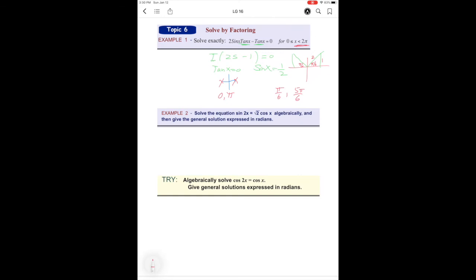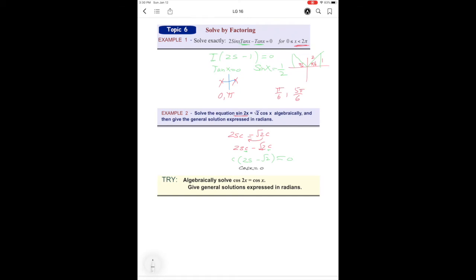All right, example 2, we have an identity. So 2 sine cos equals the square root of 2 cos. Move it over. 2 sine cos minus square root of 2 cos. Notice a cos common, so take a cos out. Equals 0.